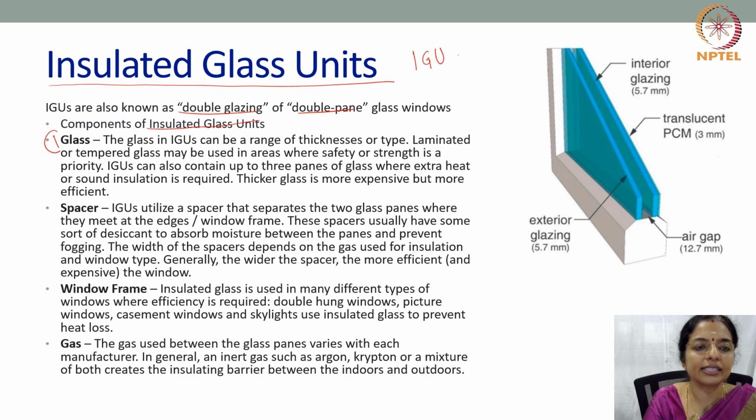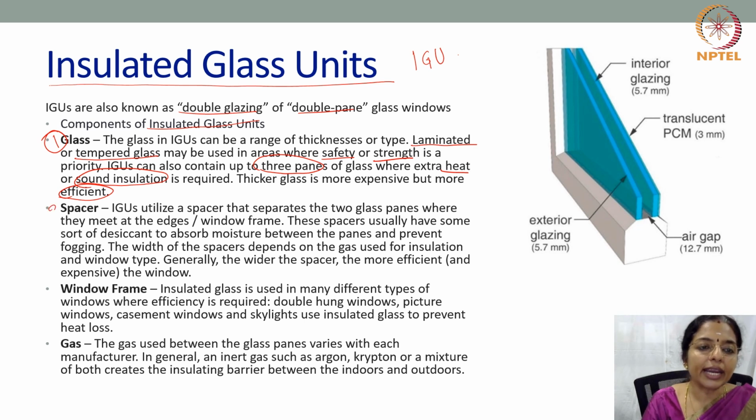First is glass. The glass in IGUs or insulated glass units can be a range of thicknesses or type. Laminated or tempered glass may be used in areas where safety or strength is an important criteria. Insulated glass units can contain up to 3 panes of glass where extra heat and sound insulation is required. Thicker glass is more expensive, but it is more efficient.